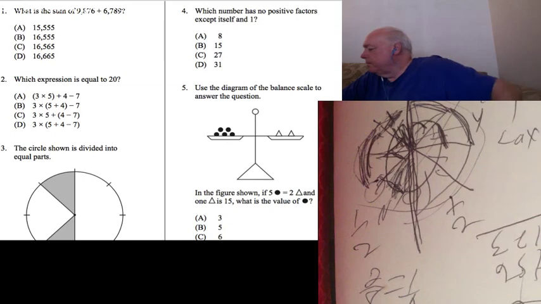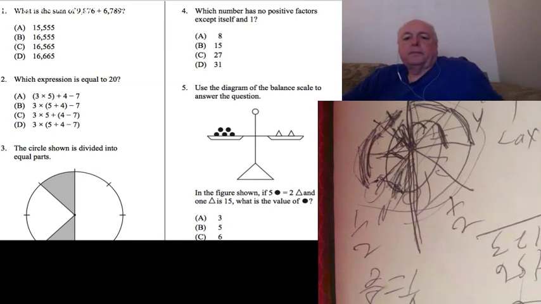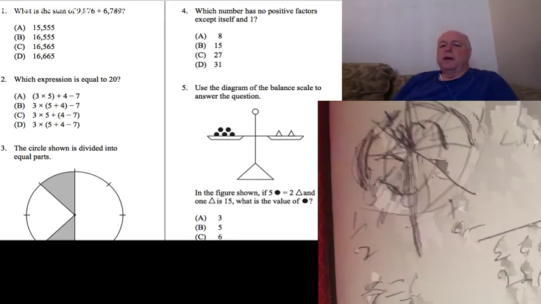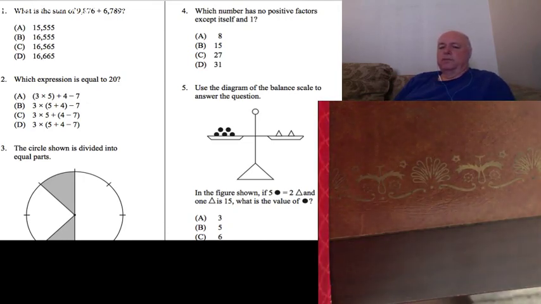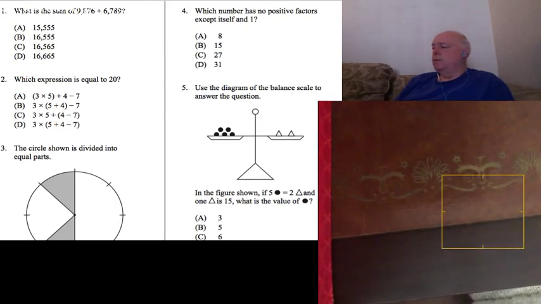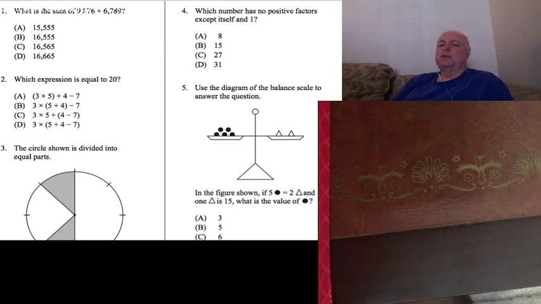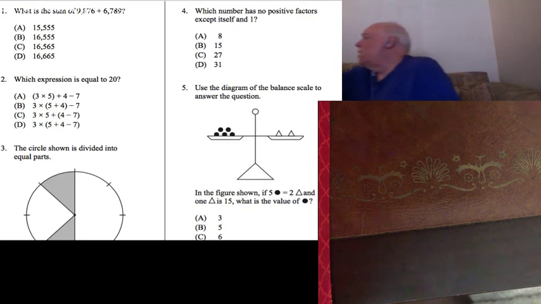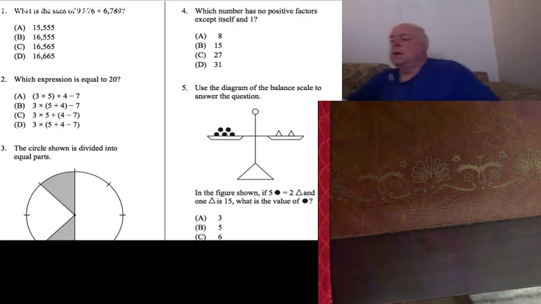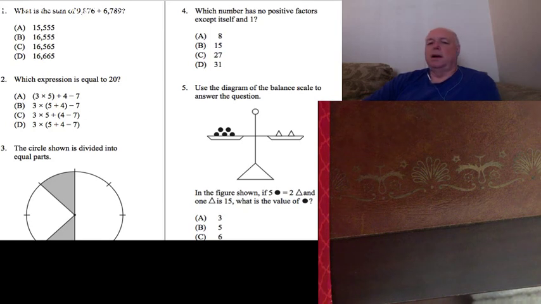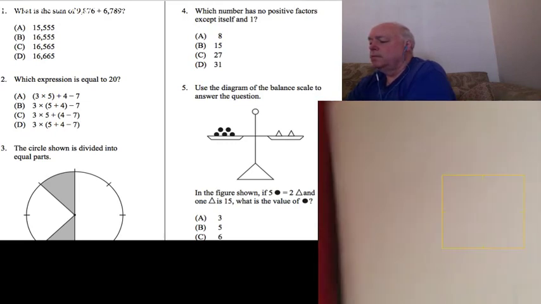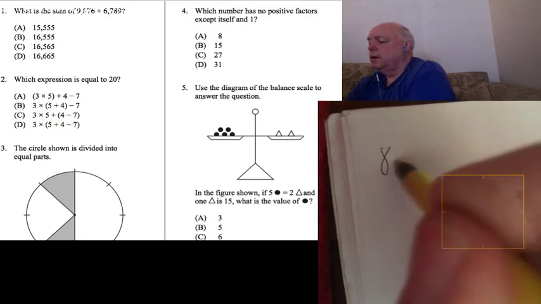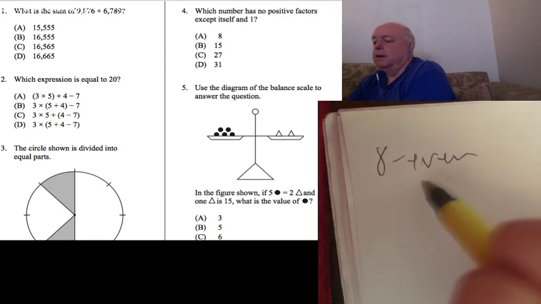Okay, 4. Which number has no positive factors except 1 and itself? So this one is easy enough, but it's enough that some kids are going to get it wrong. They could have used harder numbers here. They didn't. Probably in the upper grade one they will. So let's just run through them. 8 is even. So we know it has other factors. It has 1, 2, 4, and 8. Okay? 15.